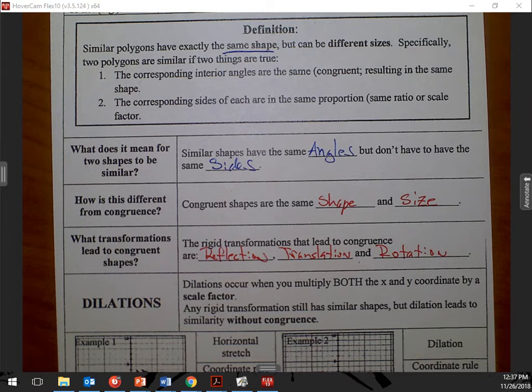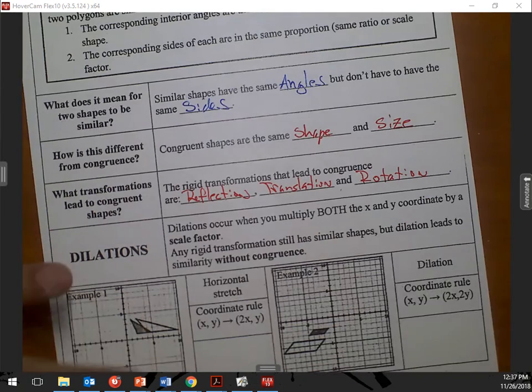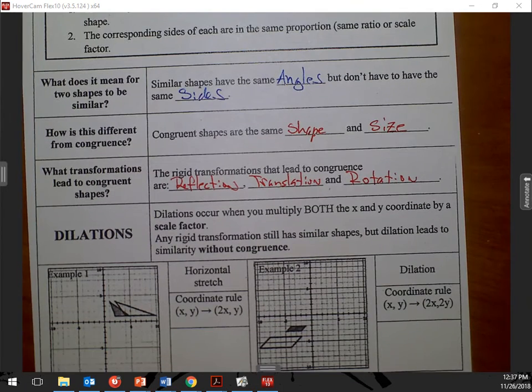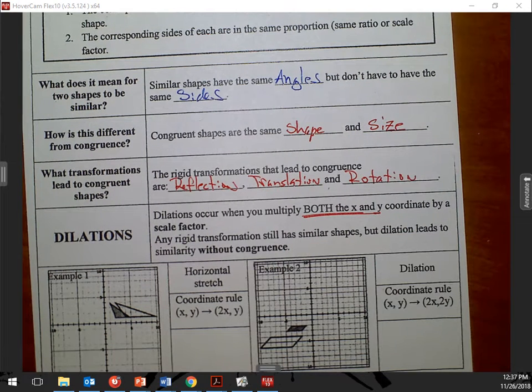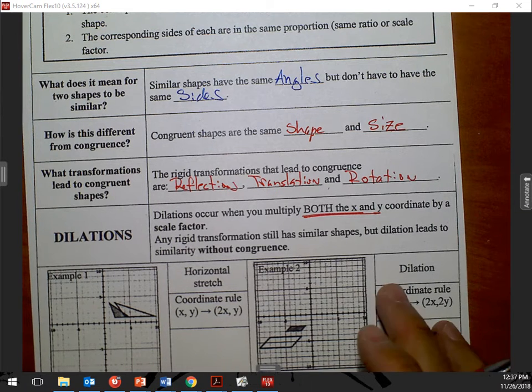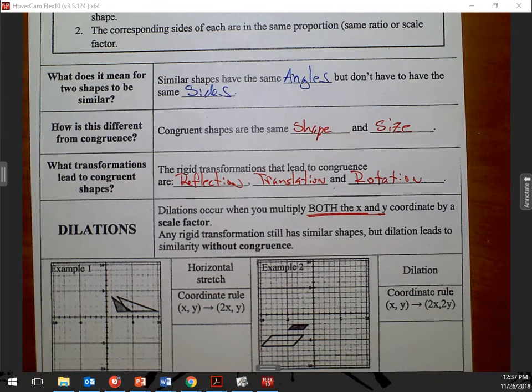All right, dilations. The next part. Dilation occurs when you multiply both the x and y coordinates by a scale factor. Now we're going to talk about this on a coordinate plane. Any rigid transformation still has similar shapes, but dilation leads to similar without congruence. That means they're going to be different sizes.